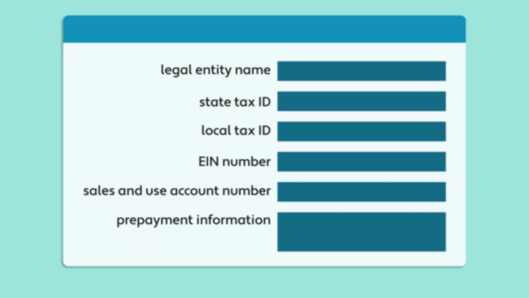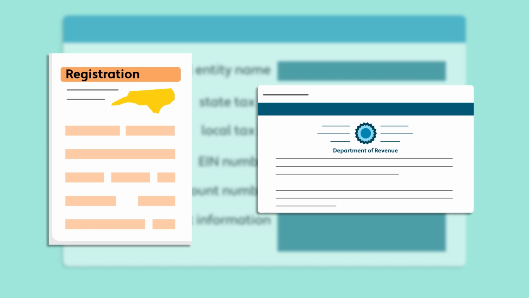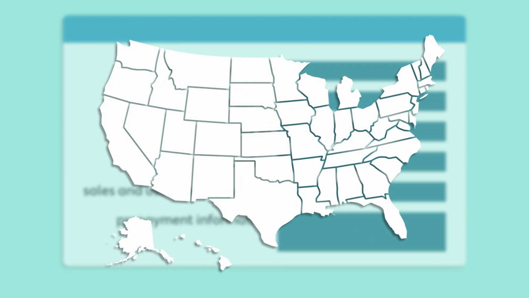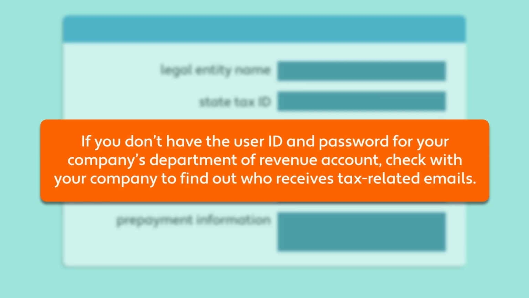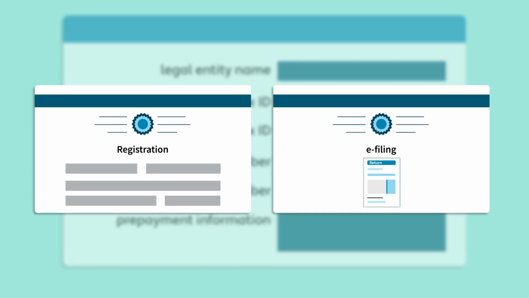You can find this information in your tax registration paperwork and in your online account for that jurisdiction's Department of Revenue. The information required to set up a tax return varies from state to state and from return to return, but this basic information is needed for most returns. If you don't have the user ID and password for your company's Department of Revenue account, check with your company to find out who receives tax-related emails. Some states have separate websites for registration and e-filing.